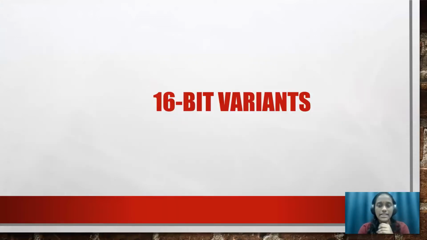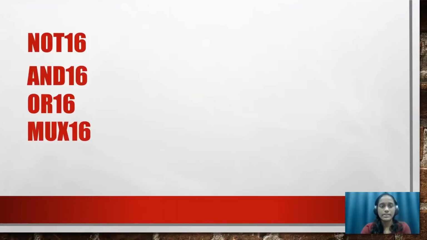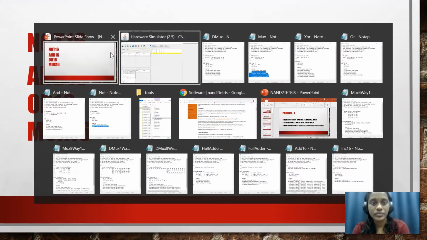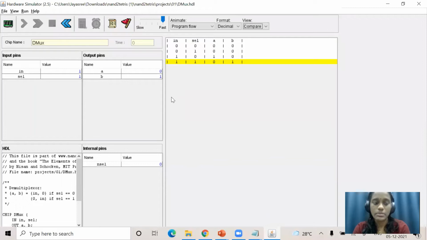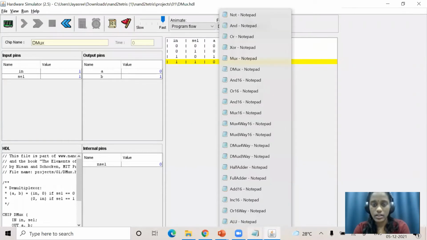So next we go to 16-bit variants. It's actually quite simple. We're going to see NOT 16, AND 16, OR 16 and MUX 16, that is multiplexer 16. So bitwise operation is being done right here. It's simple. We use an array-like structure called a bus in HDL.